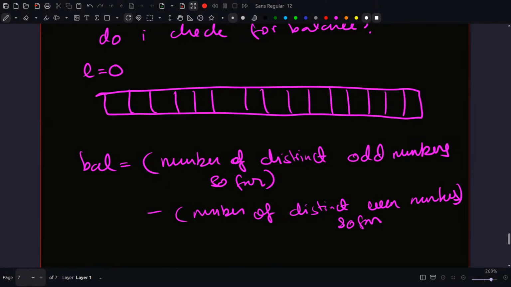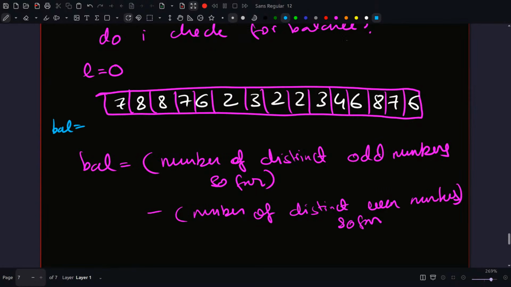Every time I see an odd number, I add +1, and every time I see an even number, I add -1. So let me just write some random numbers so that it becomes clear. So what are my values of balance? At the very start, my value of balance will be 1, because I saw just a new odd number. Now I'm going to see a new even number for the first time, so I do -1 and it becomes 0, right?